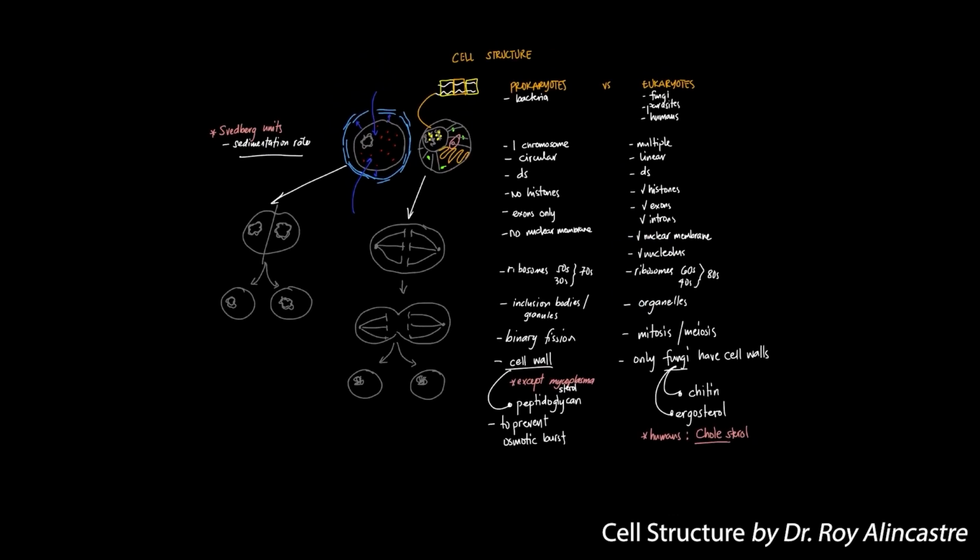Alright. So if you notice, prokaryotic cells are simpler than eukaryotic cells at every level with one exception. The prokaryotic cell envelope is more complex, which we are going to discuss next.